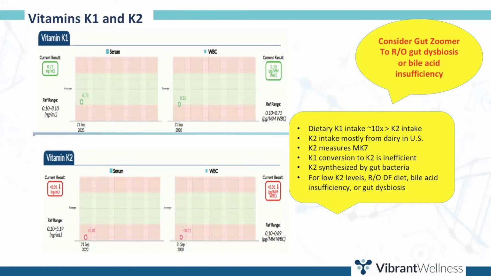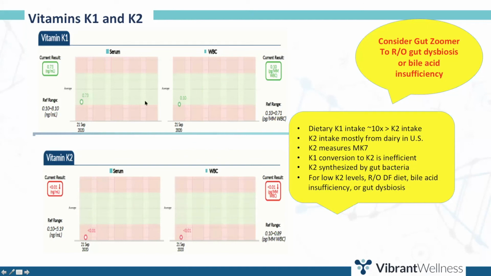In this instance, you have a deficient or borderline deficient K1 white blood cell, and then you have a grossly deficient K2 white blood cell. So this person really didn't have enough white blood cell vitamin K1 to convert it to K2, but it's even further deficient here. It's less than the limit of detection.